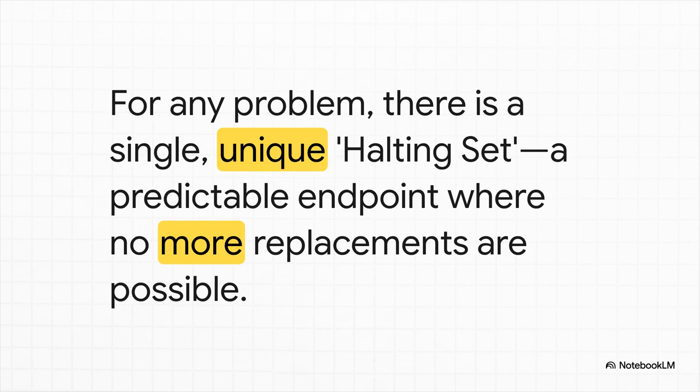And this next part is just mind-bending. The framework proves that for any given problem, it doesn't matter what path you take. No matter what valid replacement steps you make or what order you do them in, you will always arrive at the exact same final set of facts. It's called the halting set, and it's like a predictable final destination for any proof.